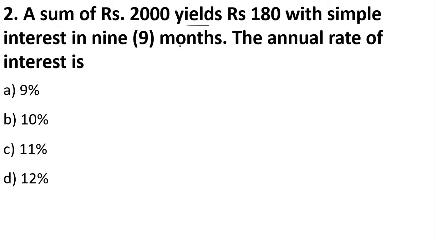Now you have to tell students. So the simple interest that came was 180 rupees. We know simple interest is very simple. P into R into T upon 100. What is simple interest? How much is it given in the question? 180 rupees.